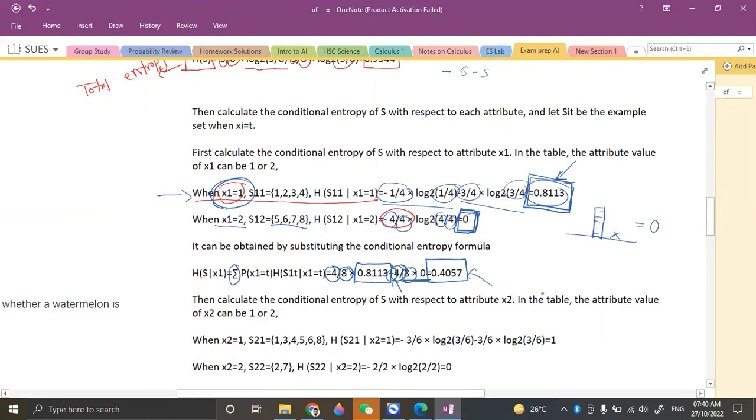Is this clear? Can you repeat it again? 4 by 8? Yeah, sure. Oh, okay, I see. Let me say it again.